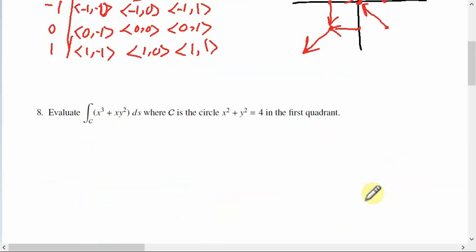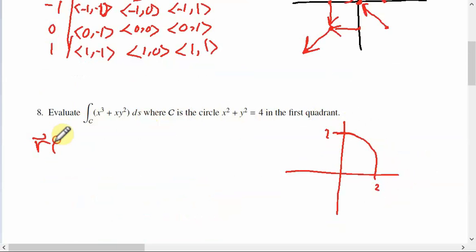Number 8 says evaluate this line integral. And it's a scalar line integral because there's a scalar function inside the integrand, where the curve is a circle, but only lying in the first quadrant. So I'm going to integrate just that part of my circle. It's got a radius of 2. Well, I just need a parameterization of that circle. And we know that cosine and sine will do that, but I have to have a radius of 2, so I actually have to put 2 in front of that.